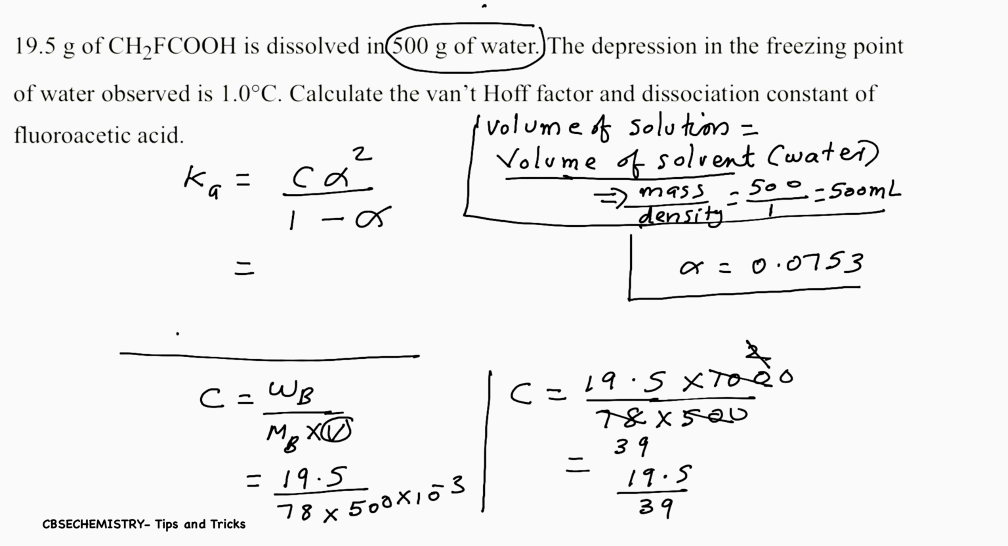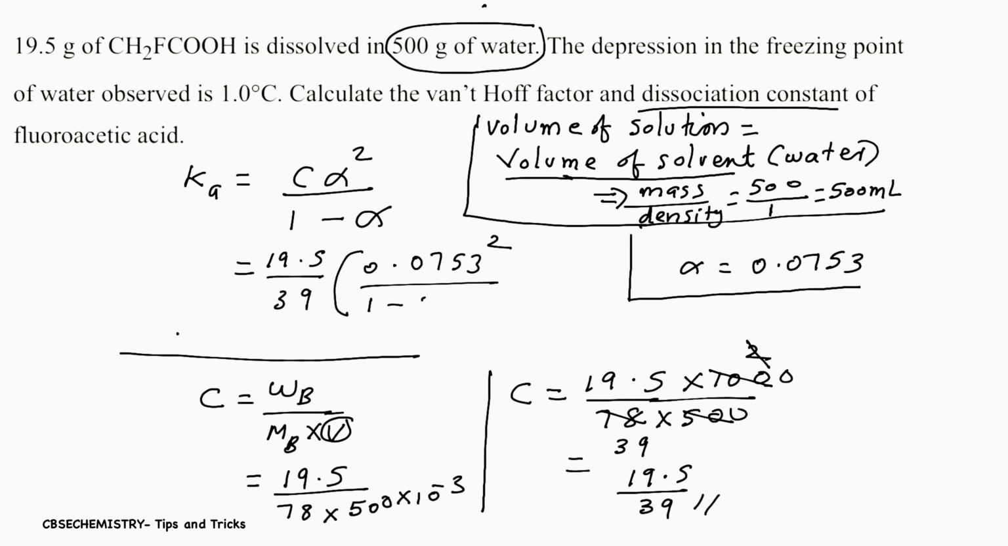Now we reach our final step. See, our aim is to find dissociation constant. Substitute everything in this equation. Ka. What is C? C is 19.5 by 39. Now, what is alpha? Alpha is 0.0753 square by 1 minus 0.0753. On calculating, you will get 3.07 into 10 raised to minus 3. Hope you understand.